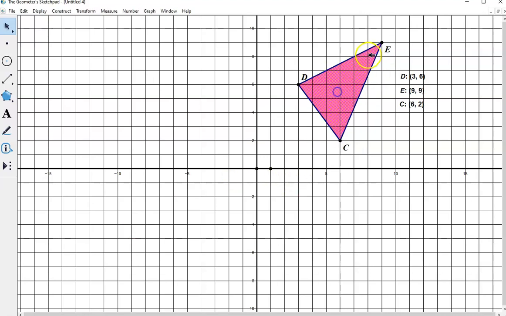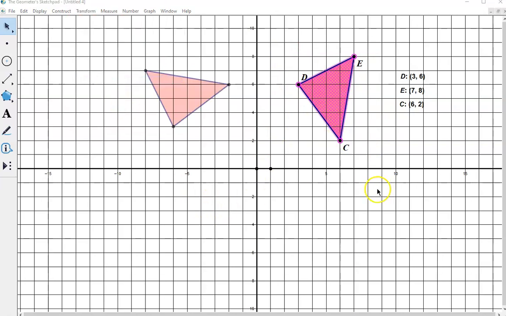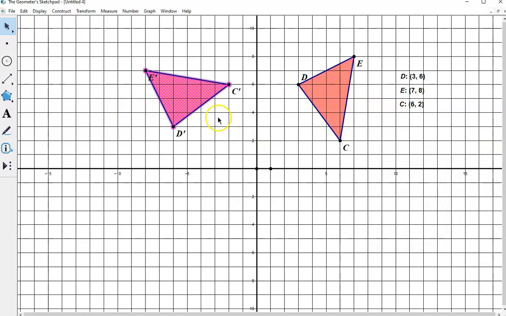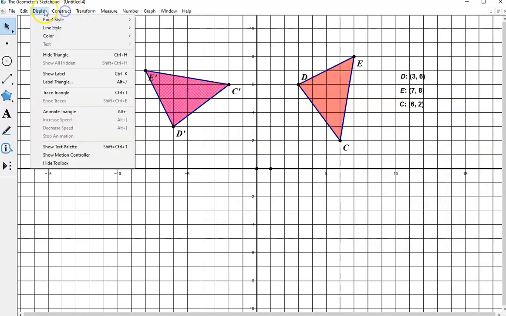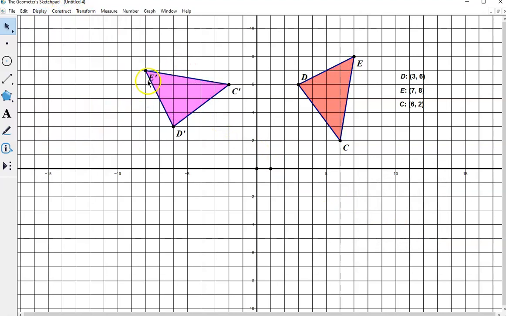So here's our original guy, and we're going to rotate positive 90, which moves in a counterclockwise direction. So let's select the center of rotation as the origin. Let's select our triangle. Let's go do a rotation of 90 degrees. Yep, that's our guy, 90 degrees. And it lands right there. Let's give it a new color, something fun like purple.